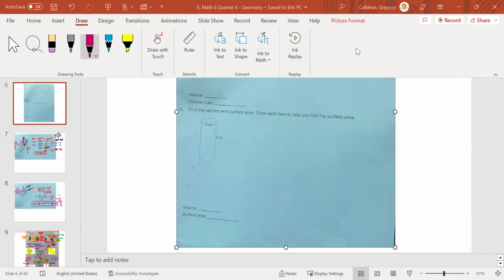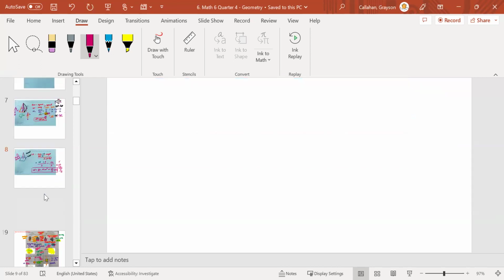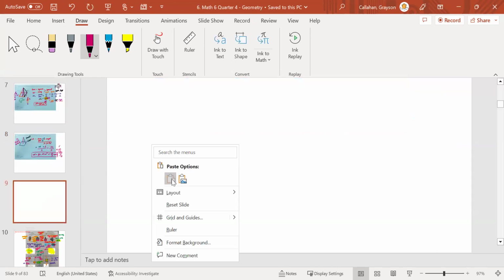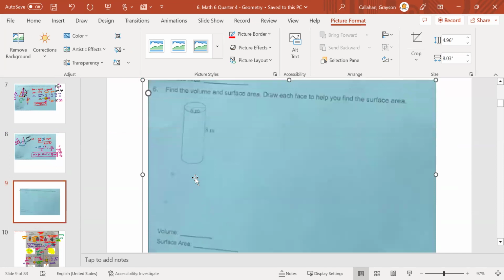Okay, next question, read it, please. Number 6. Find the volume and surface area. Draw each face to help you find the surface area. Okay, so which one do you want to do first?